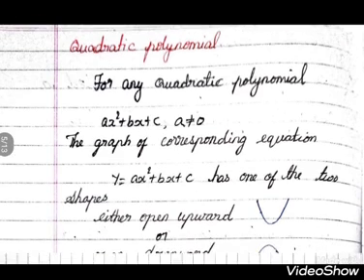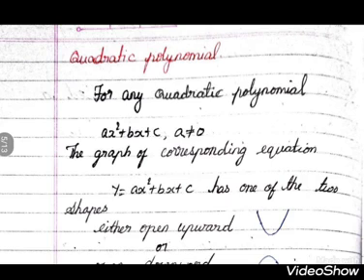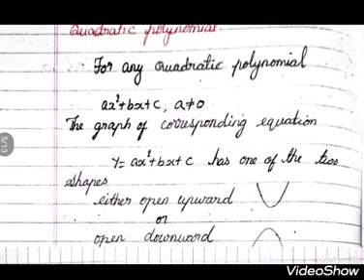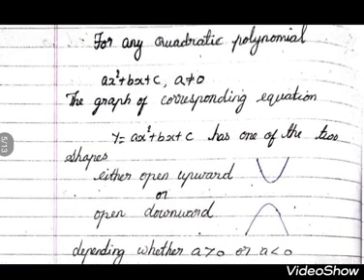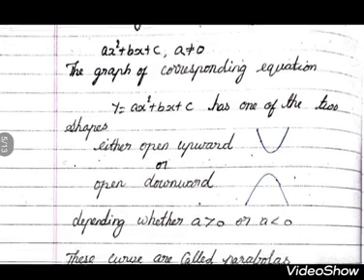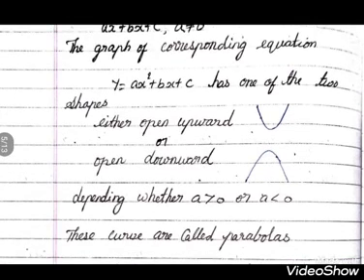So y equal to ax square plus bx plus c has one of two shapes, either open upward or open downward. We say this is a parabola curve. It depends on whether a is greater than 0 or a is less than 0. That is, a can be a positive value or a negative value. So these curves are called parabolas.